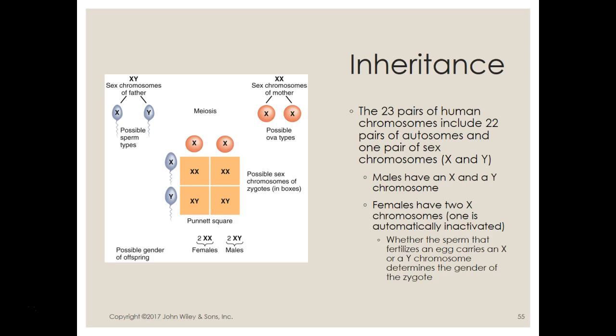So the SRY acts as a molecule to switch or turn on that TDF gene, and that TDF gene causes the testes to develop. So only if the SRY gene is present and functional in a fertilized ovum will the fetus develop testes and differentiate into a male. Without that functional SRY, the fetus is going to develop ovaries and differentiate into a female.